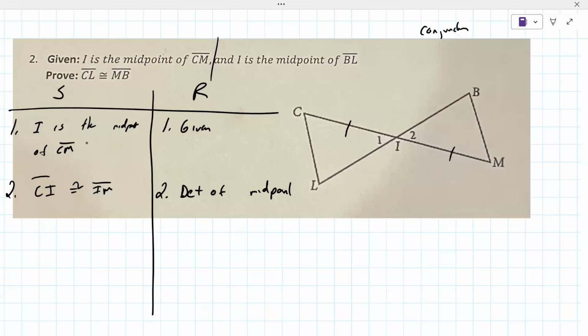And some teachers are really strict or specific. They want you to spell everything out. Check with them, see what they want.